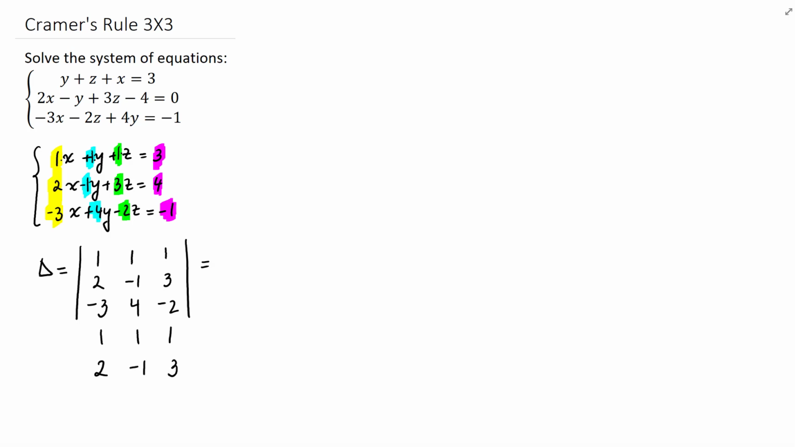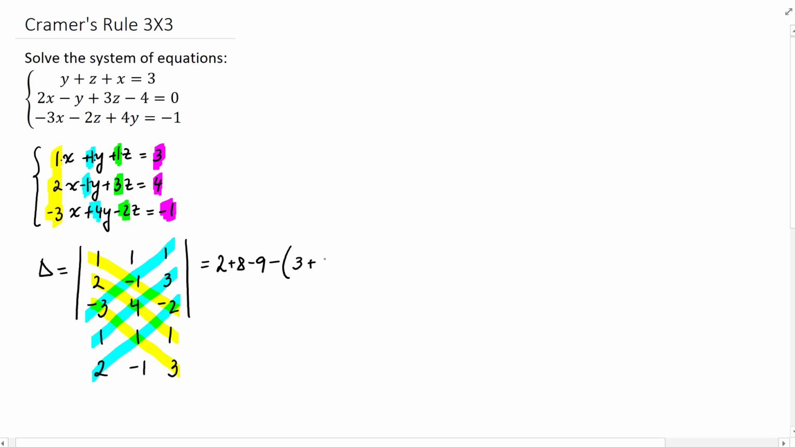and then we multiply the terms on the first diagonal and then parallel to that. So we get 2 plus 8 minus 9 minus, and now we do the same with the secondary diagonal. So 1 times negative 1 times negative 3, that's 3, plus 3 times 4 times 1, 12, plus negative 2 times 1 times 2, negative 4. And when we compute this, we end up with negative 10.